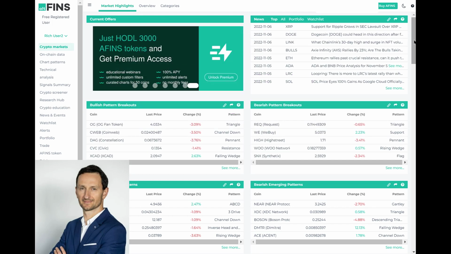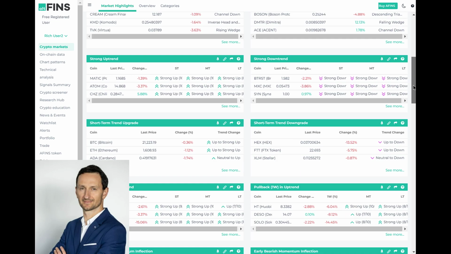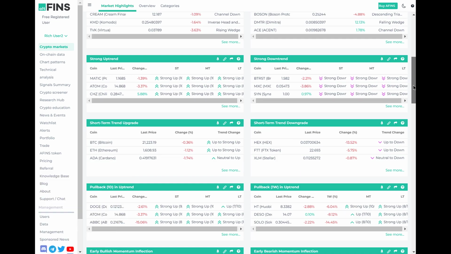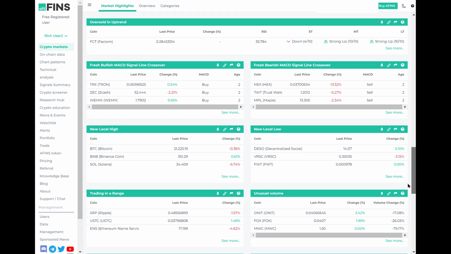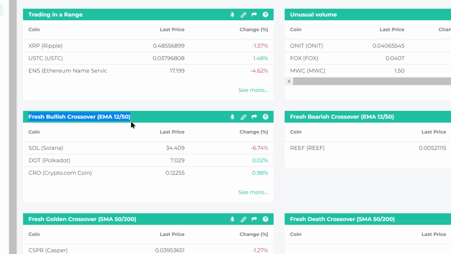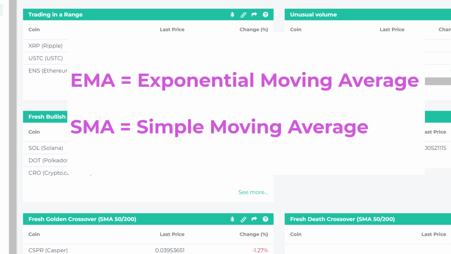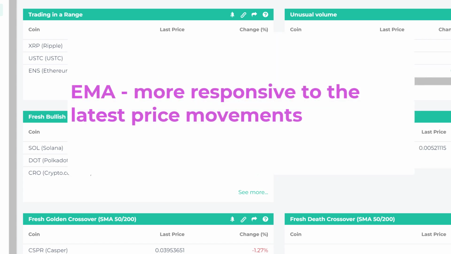So if you're on the market highlights section of our website, scroll down through all the various investment strategies that are highlighted here to the one that says fresh bullish crossover EMA 12/50. Well, this means EMA is an exponential moving average. It's slightly different from the simple moving average in that it puts more weight in the average calculation on the more recent price. So it's more responsive to the recent price movements.